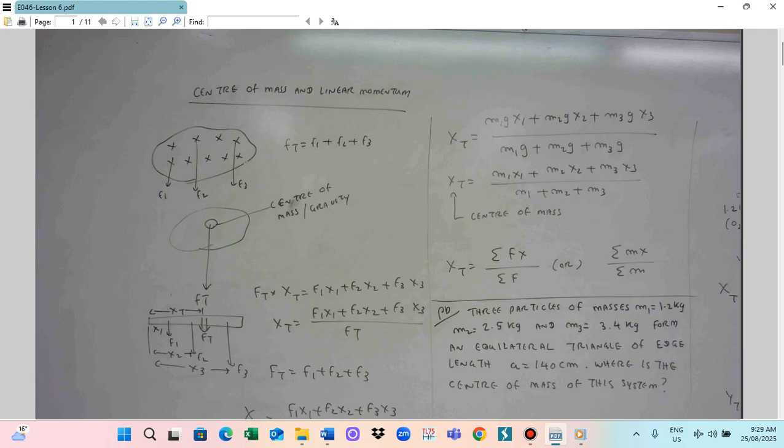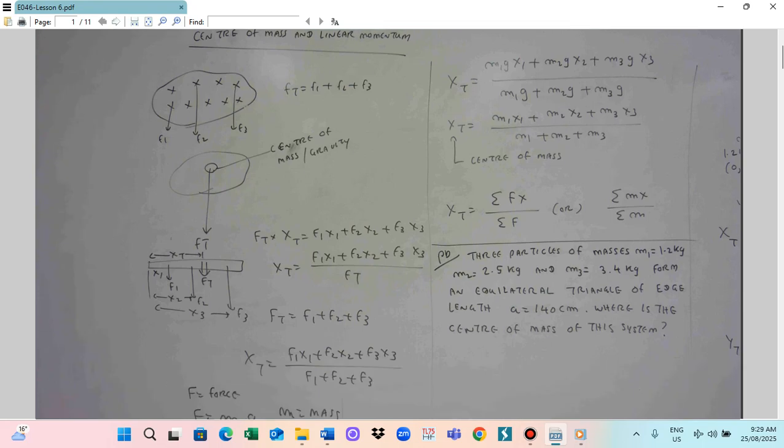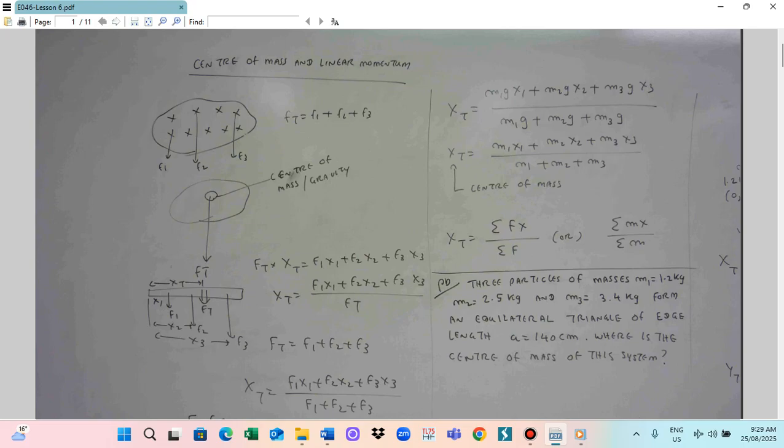Before this, one is force 1, this is force 2, force 3, like this. The combination of forces, the total force, is F1 plus F2 plus F3. All the combined forces pass through a single point. This point, where the total force acts, we call the center of mass, or center of gravity.